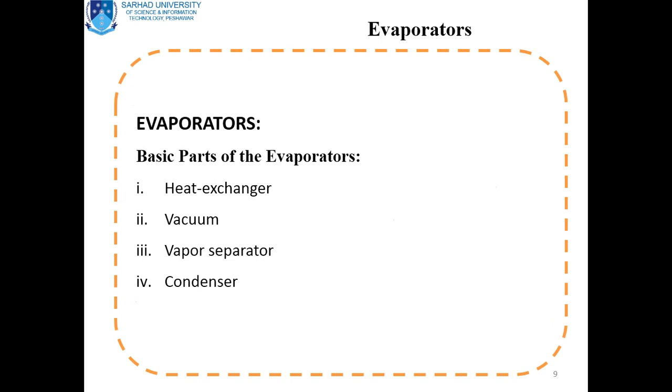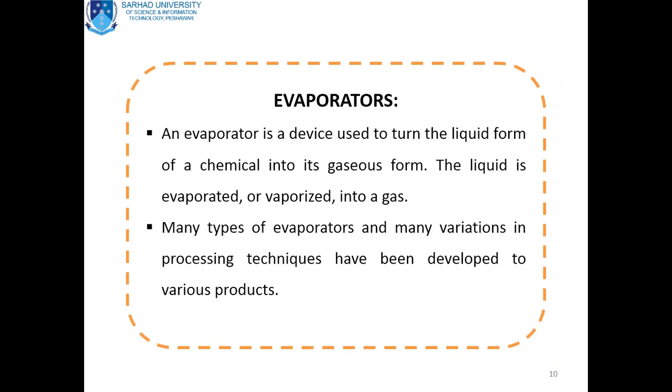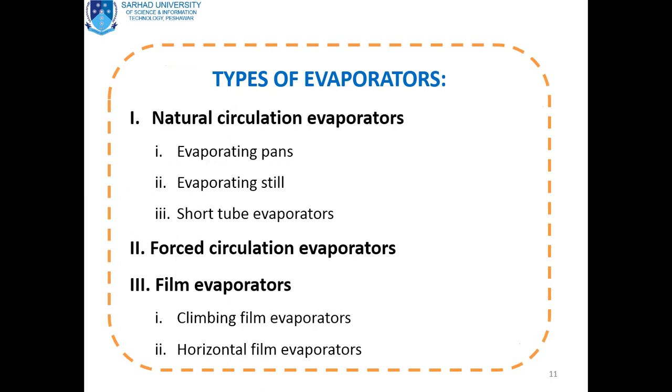The basic parts of evaporators include the heat exchanger, vacuum, vapor separator, and condenser. And what is an evaporator, and the types of evaporators, the various techniques developed and used for various products. On the basis of the product, the type of evaporator will be selected. The types of evaporators are three main classes, including natural circulation evaporators, forced circulation evaporators, and film evaporators.